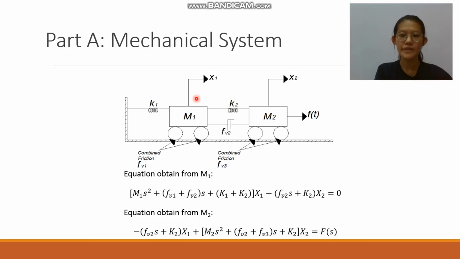For Part A mechanical system, M1 and M2 are the masses, K1 and K2 are the springs, FV2 is the damper coefficient, FV1 and FV3 are the coefficients of friction, while Ft is the force applied to the mechanical system. There are two equations that can be obtained from this system, which are for M1 and M2. This is the equation for M1, and this is the equation for M2.